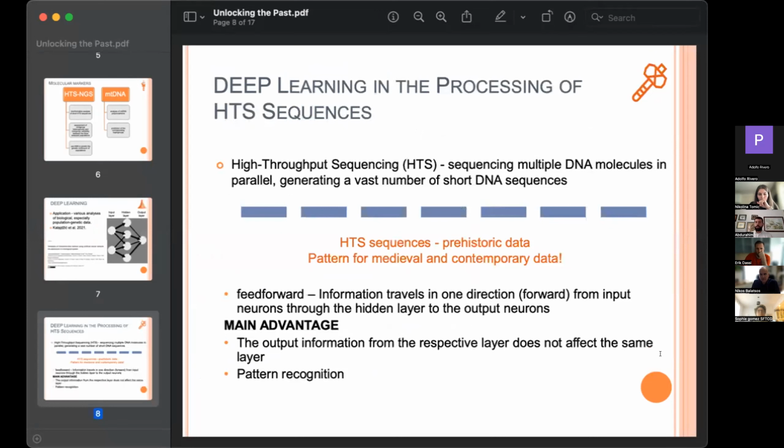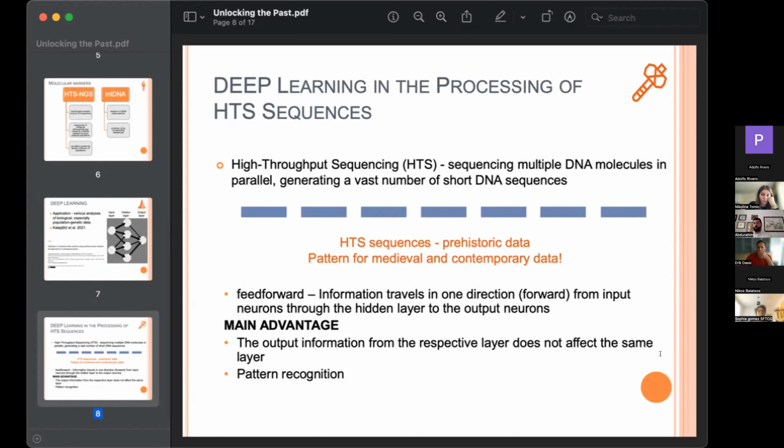In regards to the deep learning processing of these HTS sequences, as you all know, HTS, high throughput sequencing, is basically sequencing multiple DNA molecules in parallel and generating a vast number of short DNA sequences. HTS sequences from prehistoric data will, in our study, be used as a pattern for medieval and contemporary data.